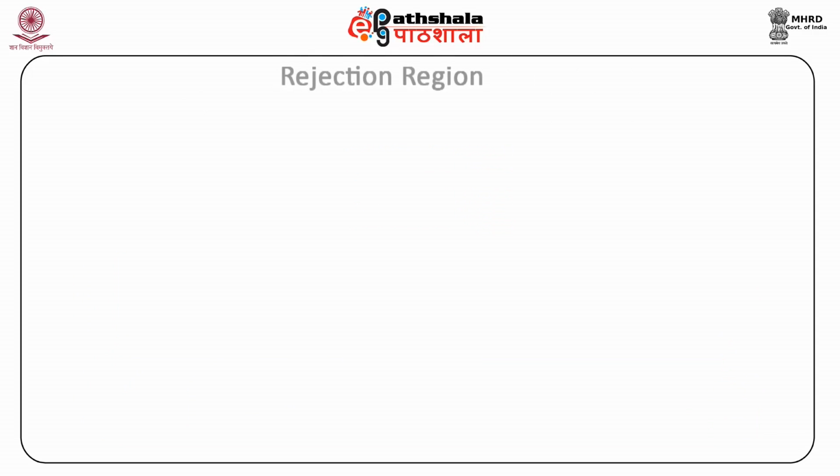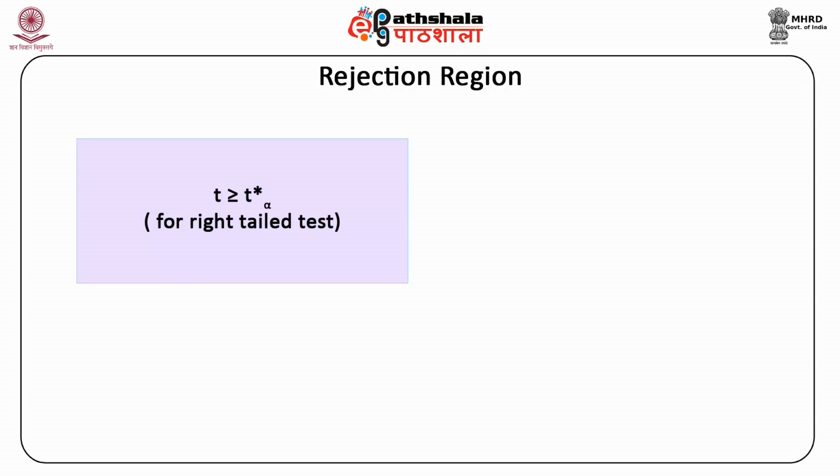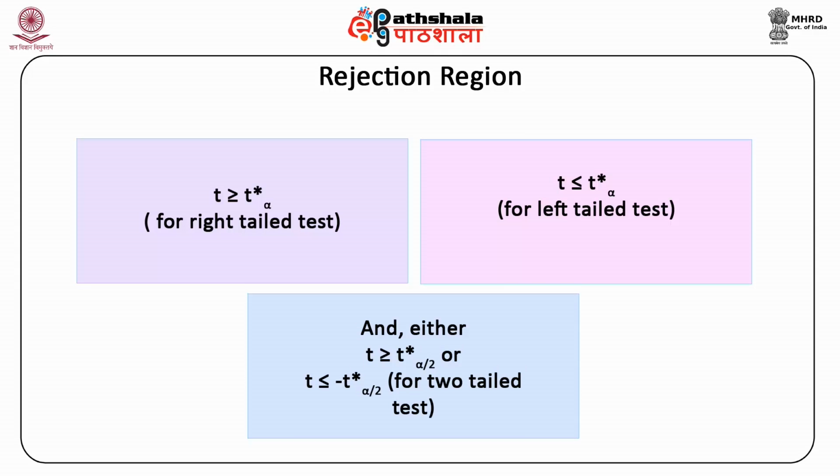The rejection region for a level of significance alpha is given by t greater than or equal to t star alpha for a right-tailed test, t less than or equal to minus t star alpha for a left-tailed test, and either t greater than or equal to t star alpha by 2 or t less than or equal to minus t star alpha by 2 for a two-tailed test.